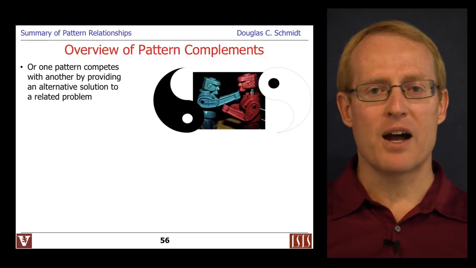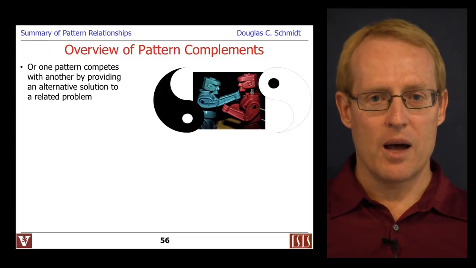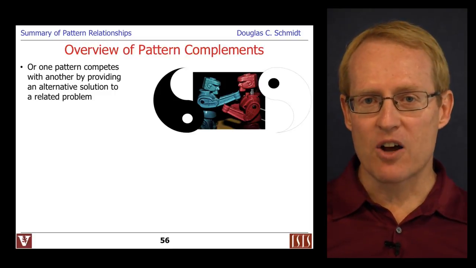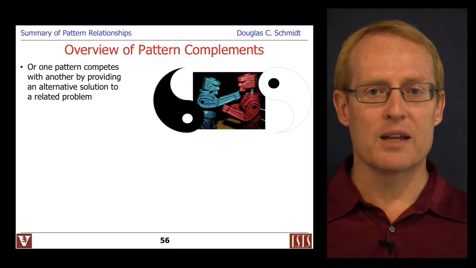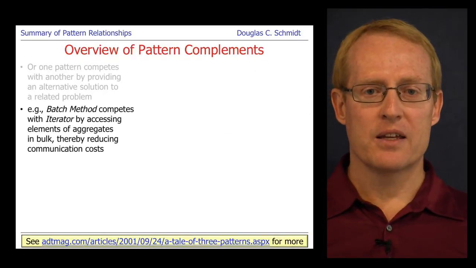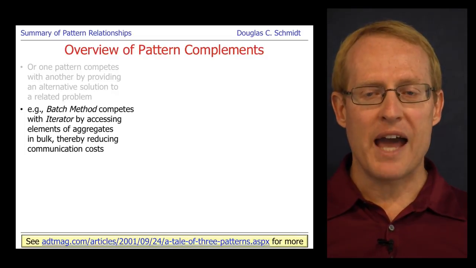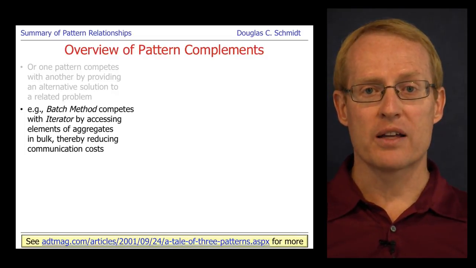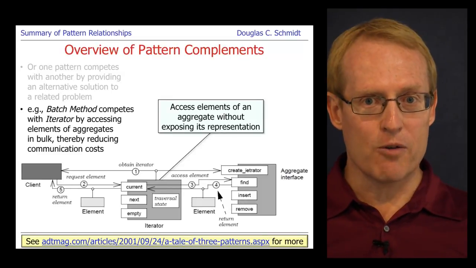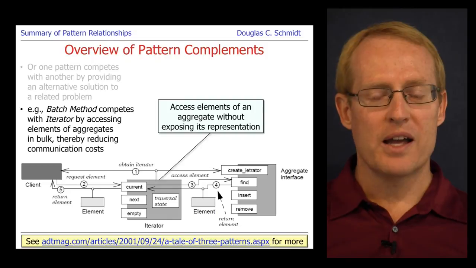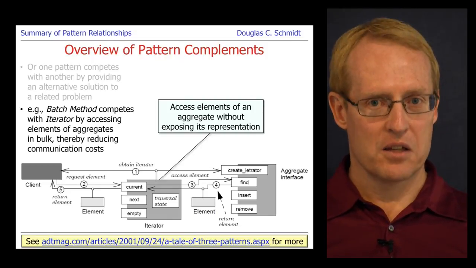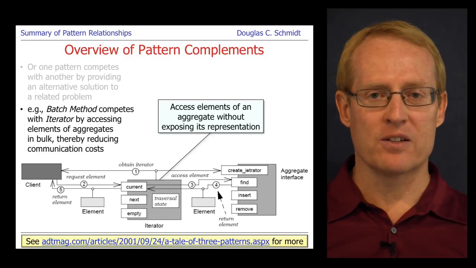Another example of pattern compounds is one where a pattern competes with another by providing an alternative solution to a related problem. For example, batch method competes with iterator by accessing elements of aggregates in bulk, thereby reducing communication costs. So here's the iterator pattern, which allows you to access elements of an aggregate or container without exposing the representation of the aggregate or container.